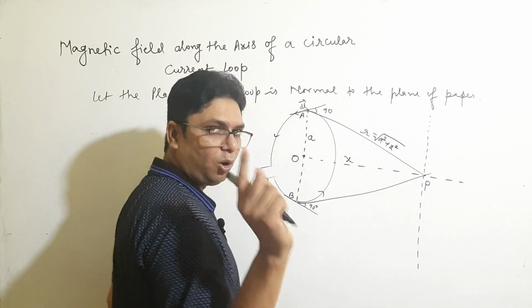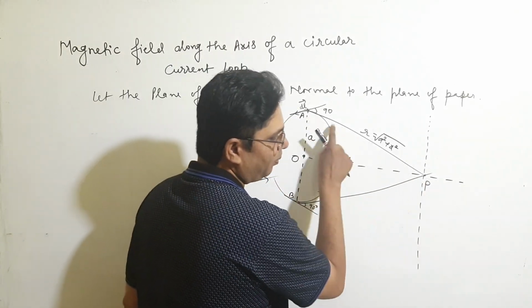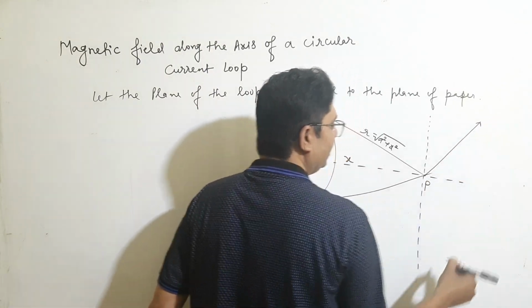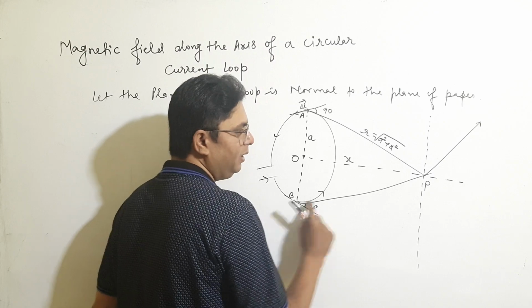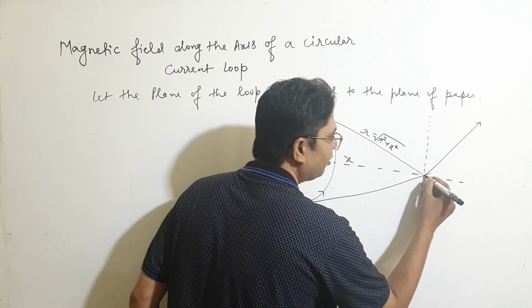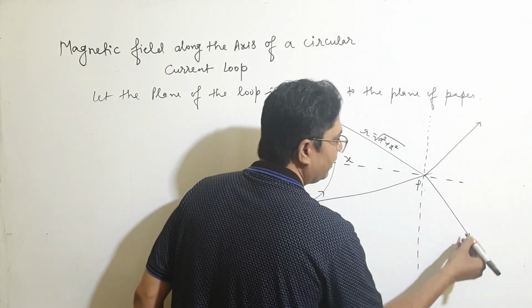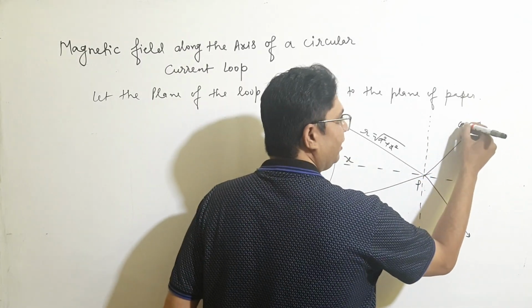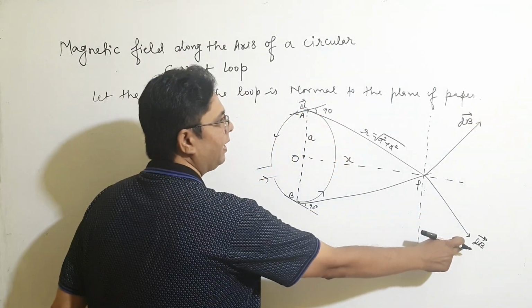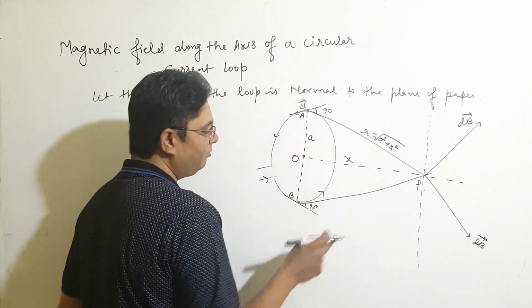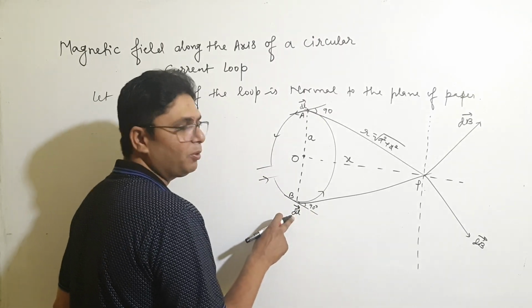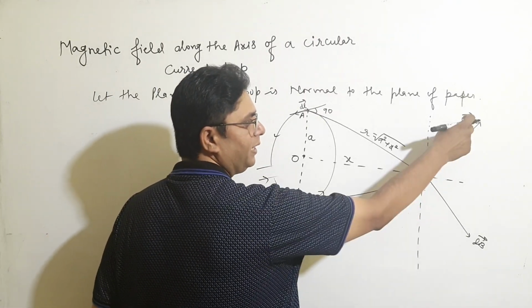Now let us take a normal on the line AP. AP is extended, take a normal here. So this is a normal on this line. Similarly on the line BP, take a normal this side. This line indicates the magnetic field dB, dB by the current element dl at A. In the same way, here we have a current element dl. So the dl current element produces a magnetic field dB at point P, indicated by this.